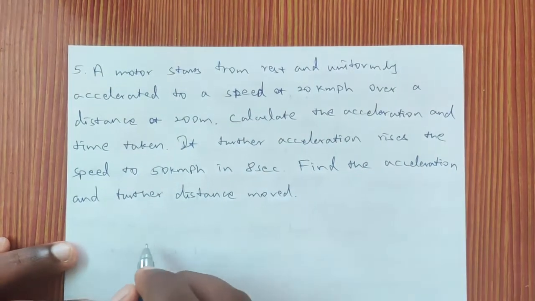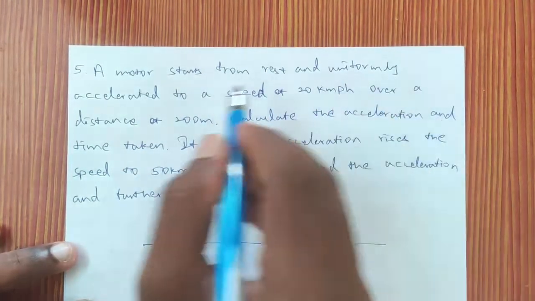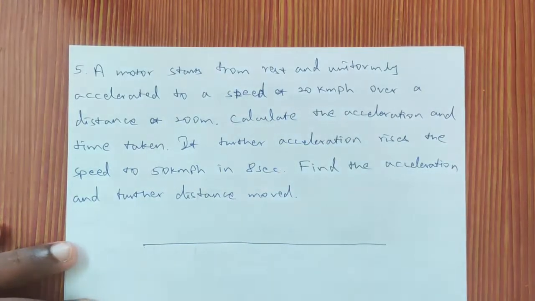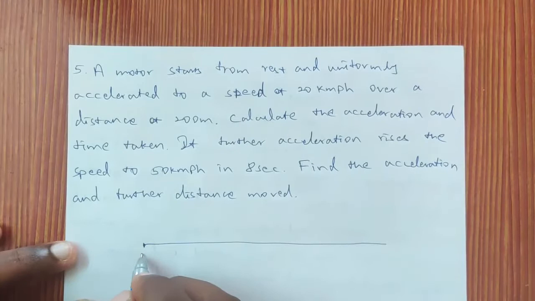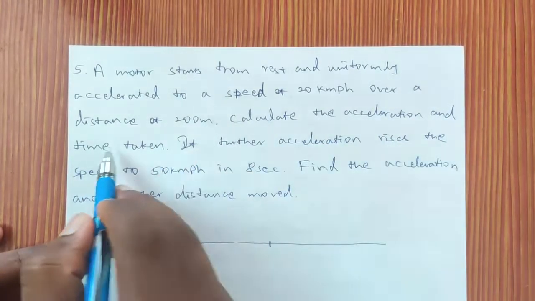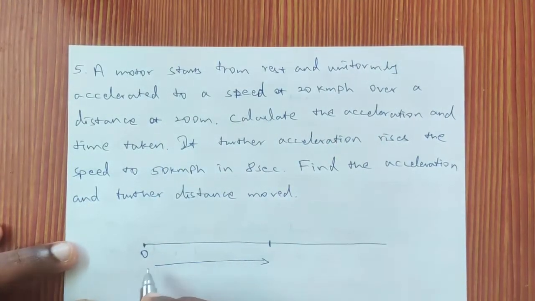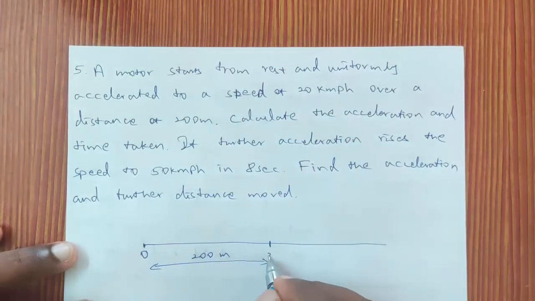The first part is, the car starts from rest and is uniformly accelerated to a speed of 20 km per hour. So this is the starting point. Here the velocity is 0, and at this point, that is over a distance of 200 meter, the velocity is 20 kilometer per hour.